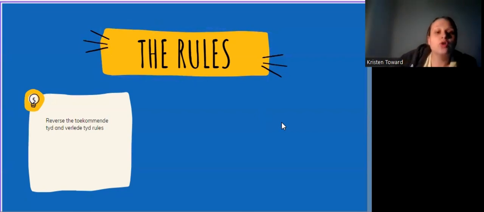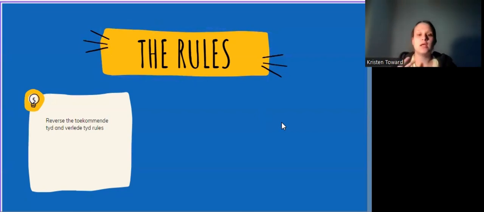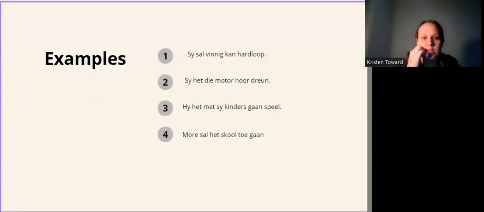So, for your teenwoordige tyd, at the same time, it has very many rules and very few rules at the same time. So, your main rule is you're going to reverse your toekomende tyd and verlede tyd rules. So what I mean by saying it has so many rules is because you need to know your toekomende tyd rules and your verlede tyd rules in order to do the present tense rules. Because if you don't know what those rules are, you're not going to be able to reverse them. So we have a look at a few examples.